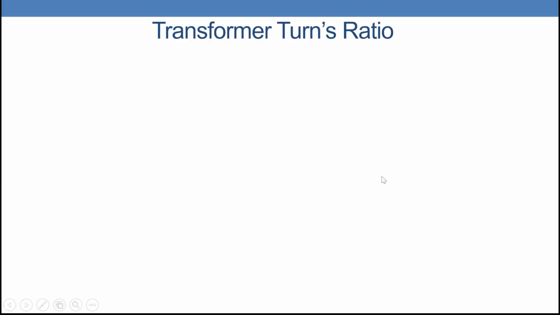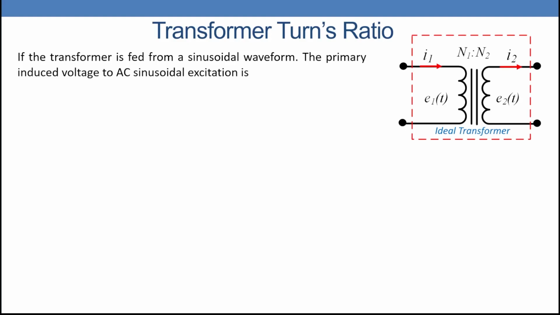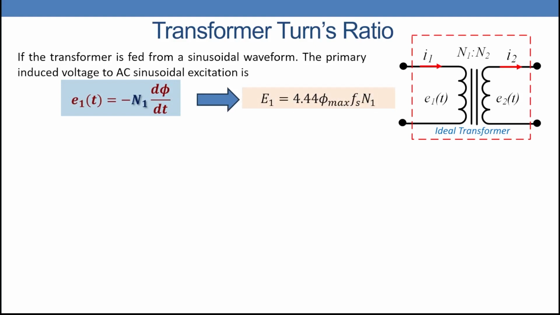From the transformer principle of operation, we are going to find an important value for transformers called the transformer turns ratio. If our transformer is fed from a sinusoidal supply waveform, the primary induced voltage is E1(t) equals minus N1 d phi by dt, and the flux is a cosine or sine function, so the E1 RMS value equals 4.44 phi maximum Fs N1. Fs stands for the supply frequency and N1 is the number of turns of the primary winding. I proved this equation in the previous course, the magnetic circuit, and I'm going to add the link for that video in the comments.